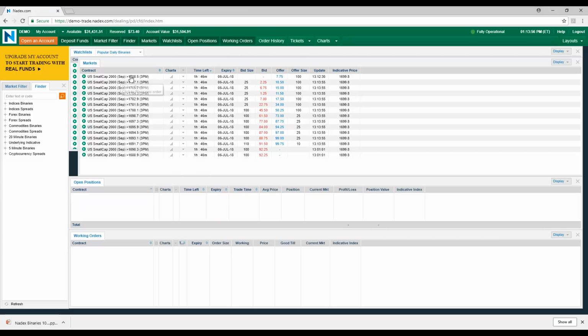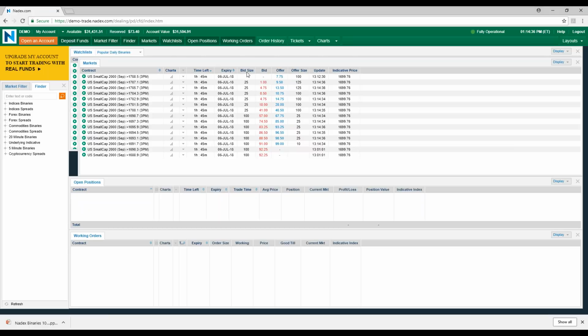Right here we have contract. Then we have time left, 1 hour and 46 minutes. These particular contracts all expire at 3 p.m. Now, anytime you see a time listed on the Nadex platform, it's always in Eastern time. So these contracts expire at 3 p.m. Eastern time. So therefore, there's 1 hour and 45 minutes left. And these expire today, 3 p.m. today, July 6th, 2018.